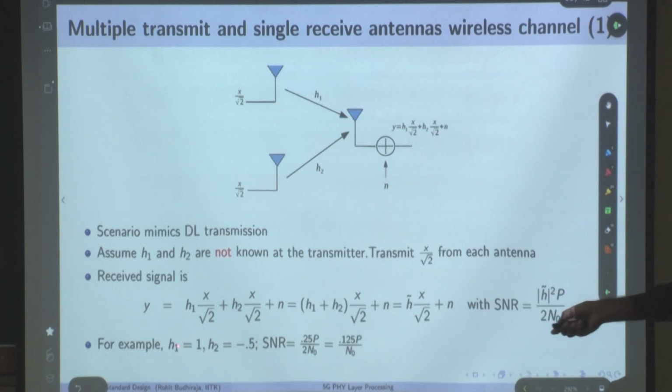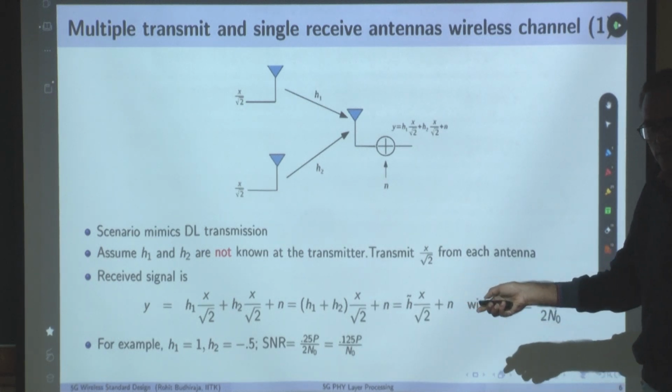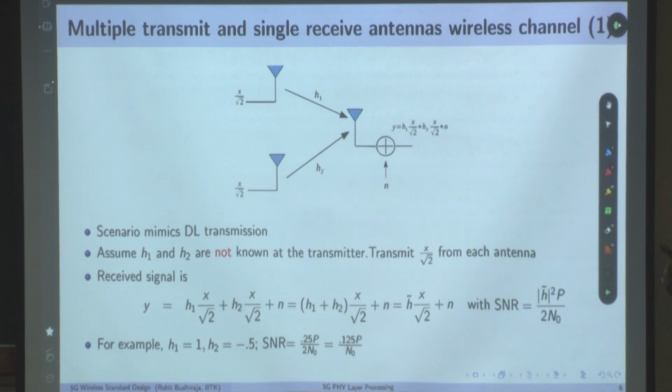Let us take the same example again which we did for the last case, when there was one transmit antenna and two receive antennas: h1 was 1, h2 was minus 0.5. What does the SNR become? 1 minus 0.5 gives 0.25, so h tilde is 0.25. SNR becomes 0.25 P by 2 N naught, which is 0.125 P by N naught. What was the SNR in the last case, with one transmit antenna and two receive antennas? It was 1.25 P by N naught.